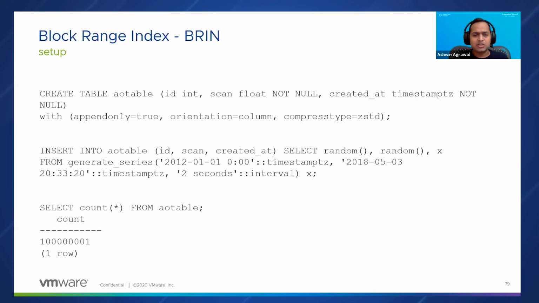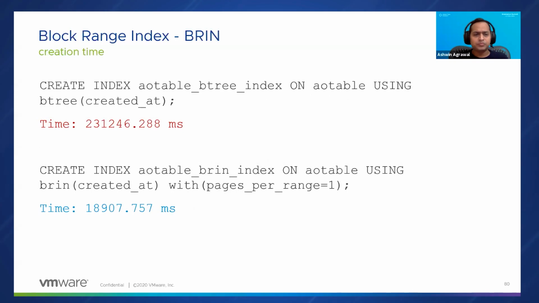What I inserted in the table is kind of like sensor data, which is effectively 100 million rows. And if you look at the next slide, if we create a B-tree index and we create a Brin index, the time difference is huge. Creating the B-tree index is definitely much, much heavier compared to creating a Brin index on the same table with that many rows.